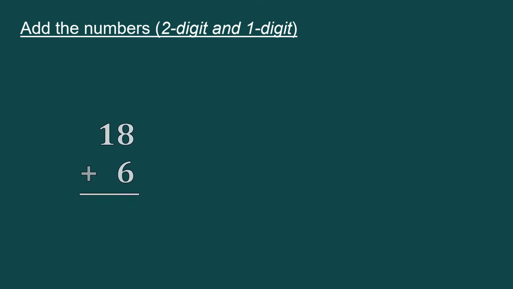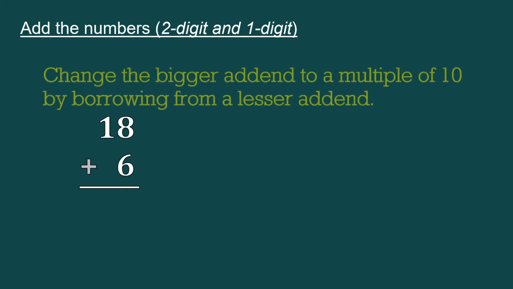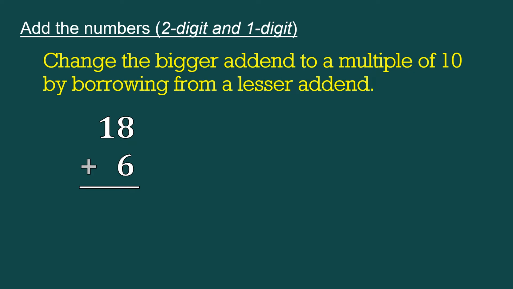We have 18 plus 6. The trick here is to change the bigger addend to a multiple of 10 by borrowing from a lesser or smaller addend. In this example, we need to borrow 2 from 6 and add it to 18 to make a multiple of 10. Now, 18 becomes 20.